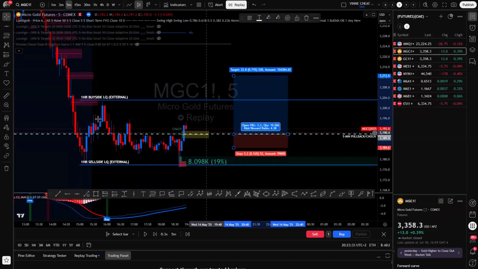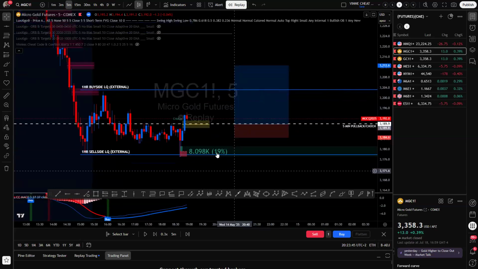Now, here's the biggest thing. They may actually come up and retest this area, then continue down and hit this liquidity. So this may be our exit, and this may be our entry at that. Okay, now we'll just test it and see what happens.